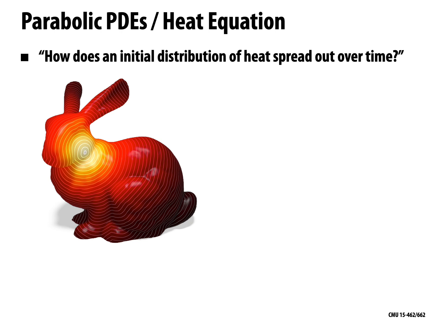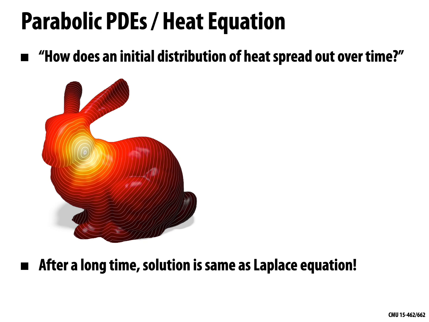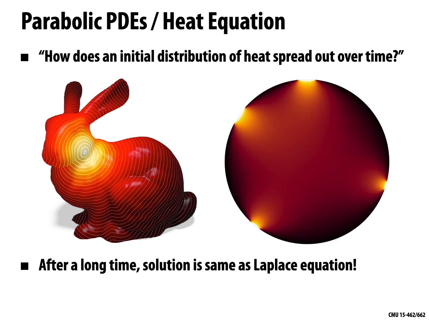Okay. How is this related to the Laplace equation? Well, if I keep letting this heat flow longer and longer and longer, really interesting point, the solution is the same as the solution to the Laplace equation, right? So if I pin the heat on the boundary here, I have some hot spots in white and some cold spots in black, and I let that heat diffuse onto the interior of the domain, well then in the long run, the solution is going to be the same as the Laplace equation. How do I know that?